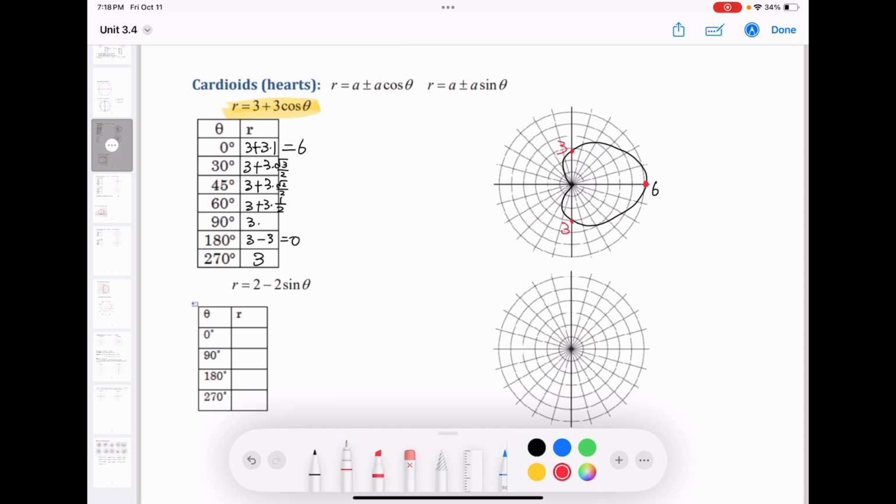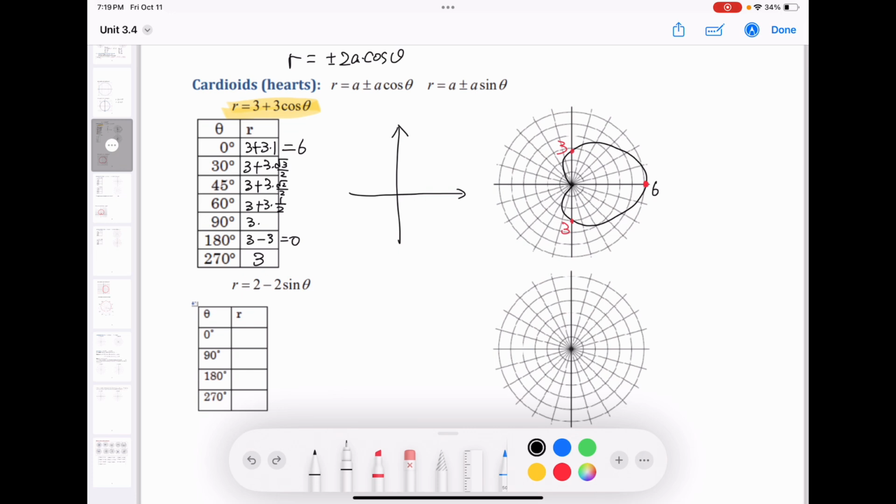If I don't have a calculator, and on our exam or homework my teacher doesn't allow me to use one, how can I graph this equation without a calculator? First, I need to identify the shape of the equation. This is a cardioid because we have a plus a times cosine theta. For a circle, it is r equals positive or negative 2a times, for example, cosine theta, with no extra term. That means this is a cardioid, or heart shape.